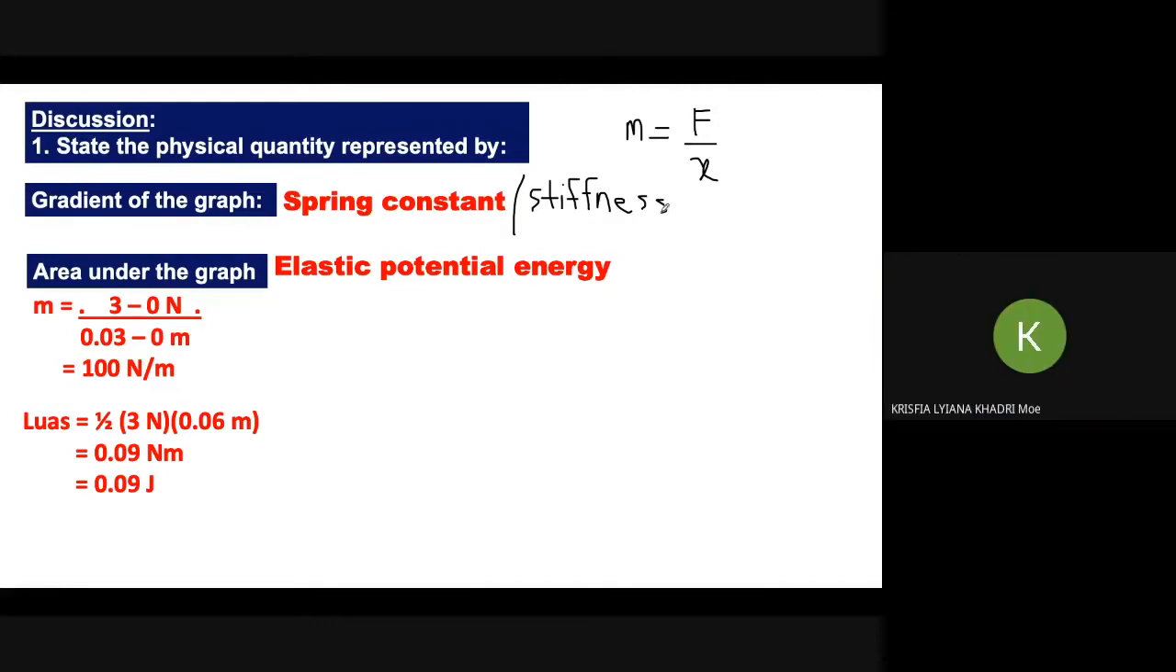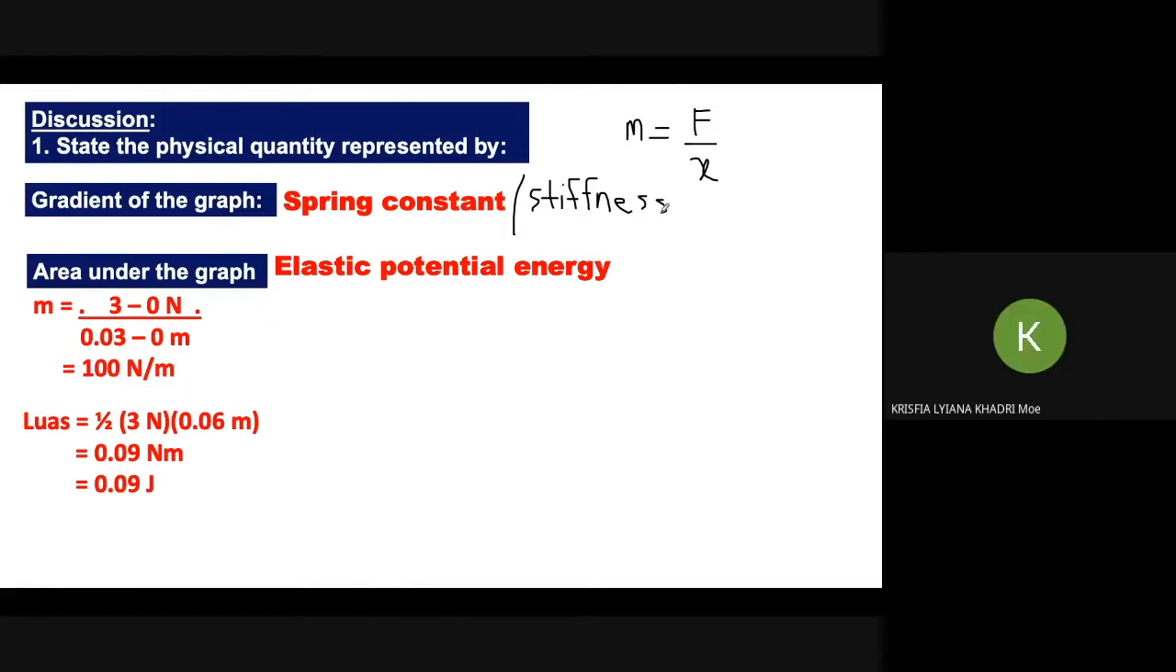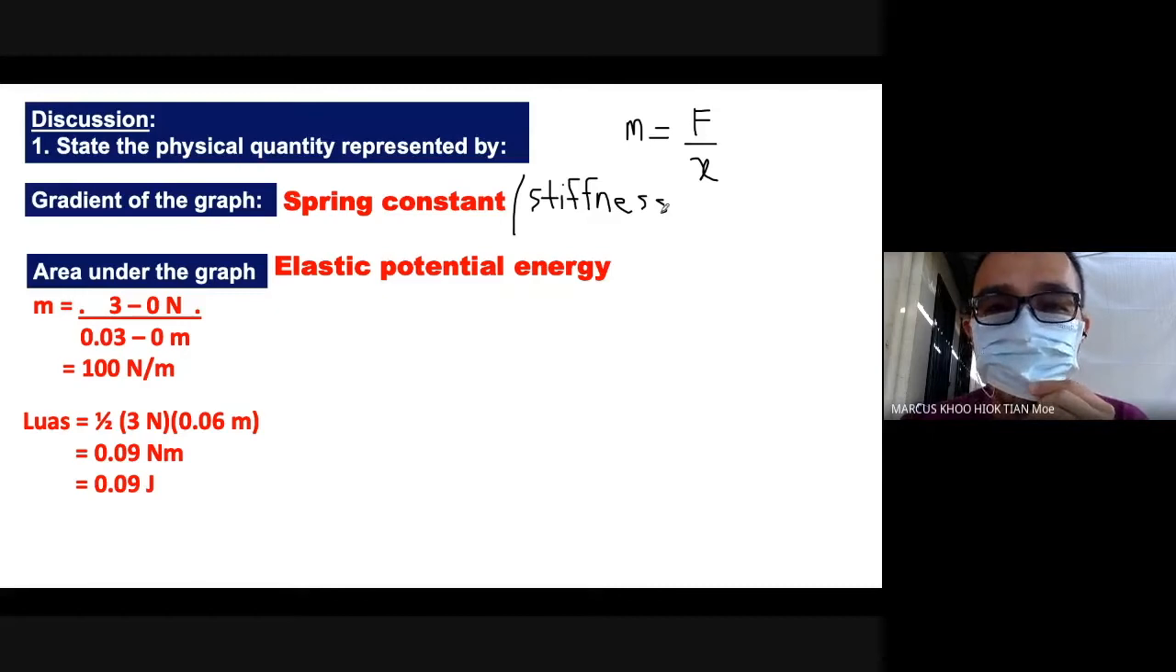The bigger the stiffness, the smaller the elastic potential energy. Cakaplah penuh-penuh. Okay, the bigger the stiffness, the smaller the elastic potential energy. Makin keras itu spring kan, dia makin susah untuk mengandungi dia punya elastic potential energy.